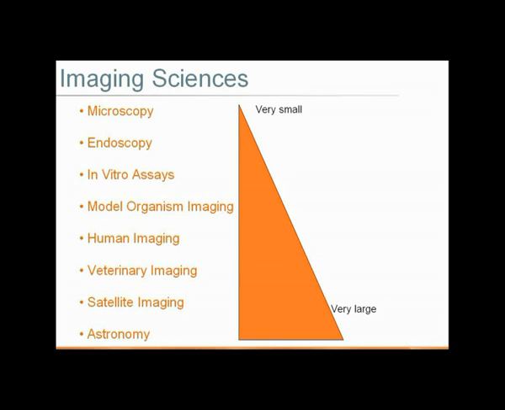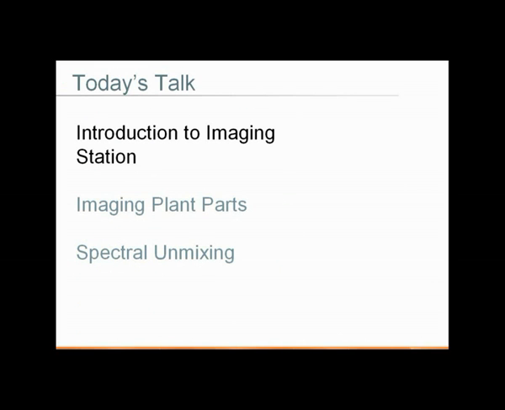One can think of imaging sciences being very different, but in reality they're all actually very similar. Whether you're looking at the very small end of imaging, such as microscopy, or the very large end of imaging, looking at astronomy, for the most part, you're always imaging light at some wavelength and determining whether that signal is above background of your system. What's different about all of these, of course, is how you interpret that data. What are the different confounding variables that you have to control for? Today I'm really going to focus in on a system that works for both in vitro assays as well as model organism imaging.